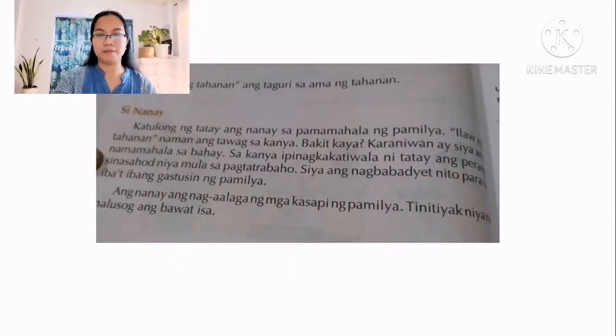Okay, ito pa po. It's again an elementary book. Katulong ng tatay ang nanay sa pamamahala ng pamilya. Ilaw ng tahanan naman ang tawag sa kanya. Bakit kaya karaniwan ay siya ay namamahala na sa bahay? Sa kanya ay pinagkakatiwala ni tatay ang perang sinasahod sa pinagtrabahuhan. Siya ang nagbabudget nito. So, you see, meron na siyang role, the classic role of a mother, na tinatanggal na po natin yung stereotype na yan. Pwede rin namang lalaki yung nagbabudget, pwede rin naman siya nagmamanage sa bahay.